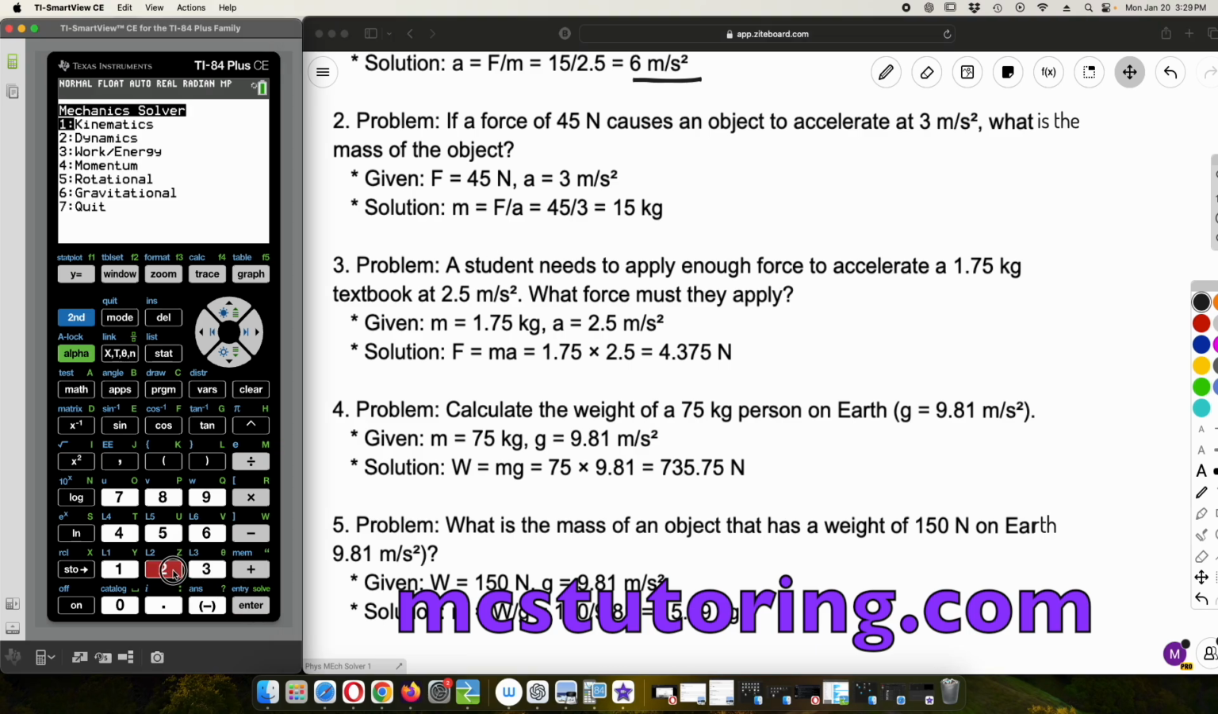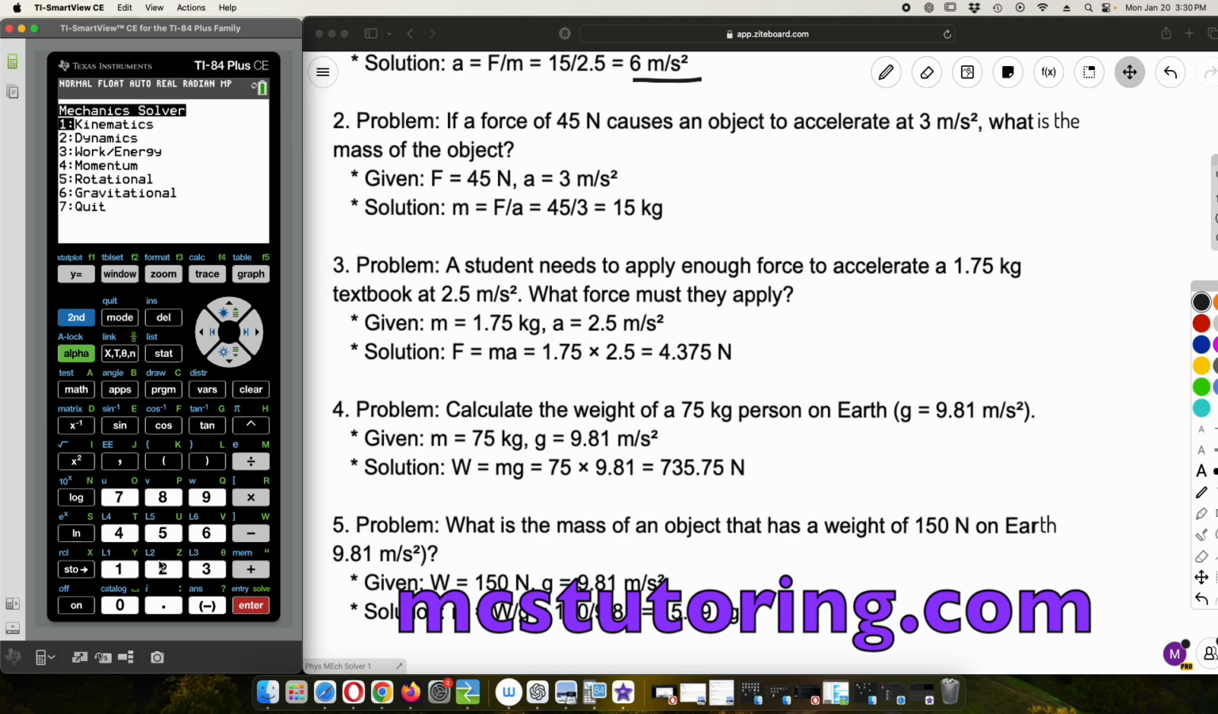So let's go to dynamics again. If a force of 45 newtons causes an object to accelerate at 3 meters per second squared, what is the mass of the object? So again, we're going to go to Newton's second law, and we're solving for m, so that's option 2 here. The F is 45 newtons, and the a is going to be 3 meters per second squared. And so the mass is 15 kilograms.